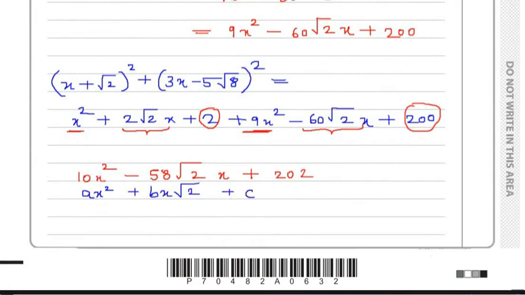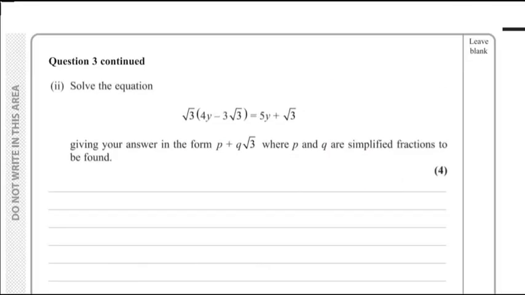So by comparison, you can see here in place of a we have 10 and in place of b we have negative 58 and in place of c we have 202. So we have got the values of a, b and c by comparison. So this is how we solve the given example. Now let us look at the second part of the question.